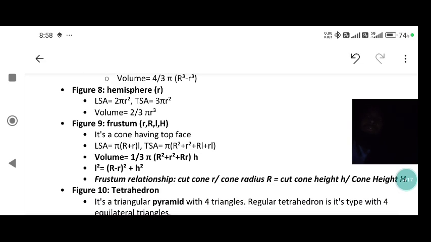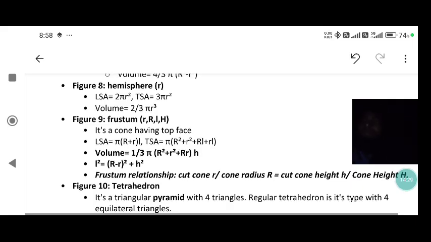And coming to the hemisphere, the total surface area will be 3 pi r square, the lateral surface area 2 pi r square, and the volume will be 2 by 3 pi r cube.